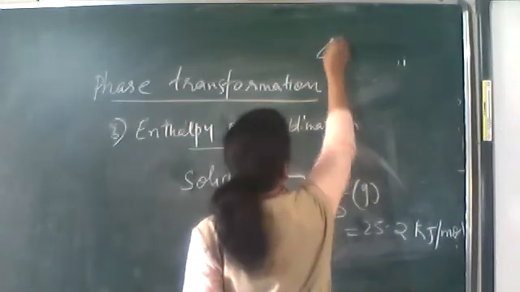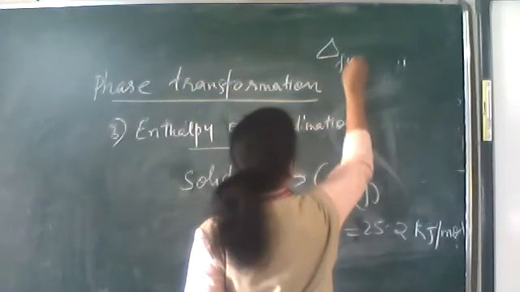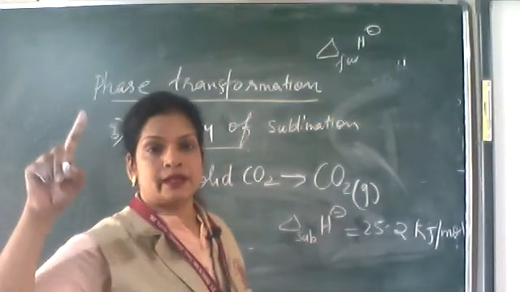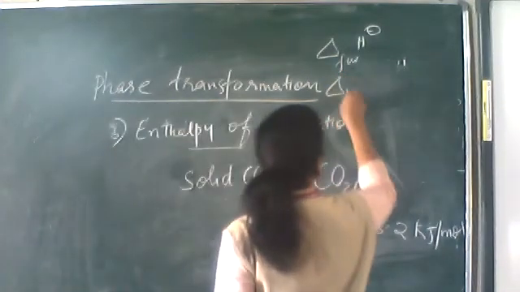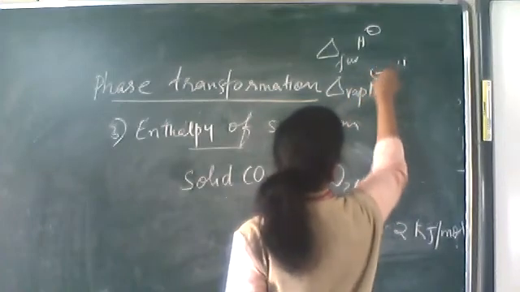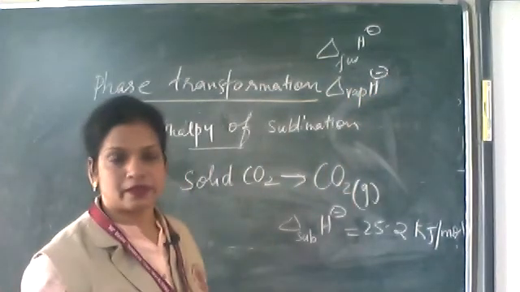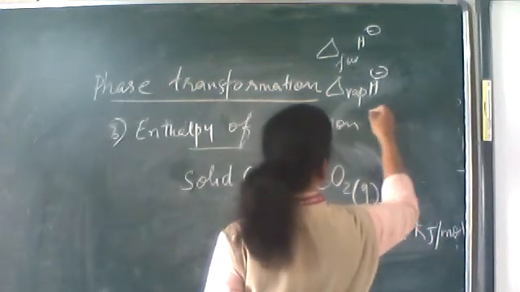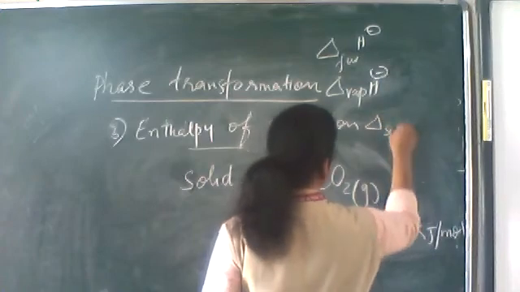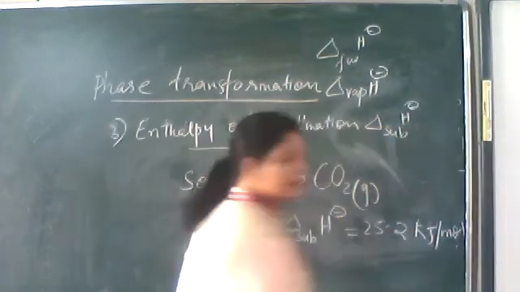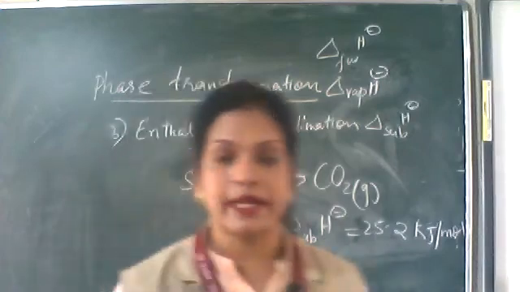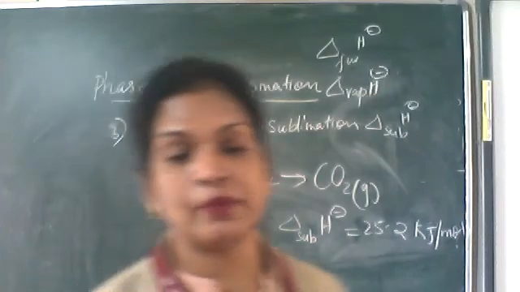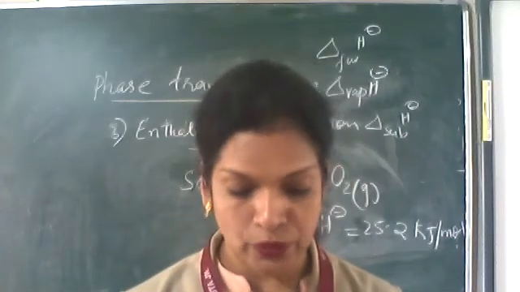So delta fus H standard, particular temperature and 1 bar pressure. Delta vap H standard, particular temperature, that means 100 degrees Celsius, 1 bar pressure. Delta sub H standard, specified temperature and 1 bar pressure. The amount of energy absorbed here is 25.2 kilojoules per mole.